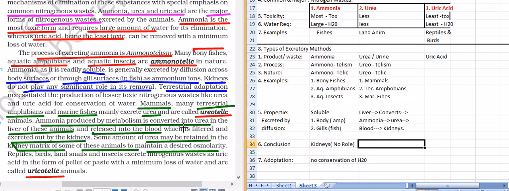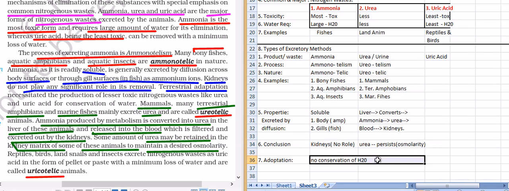Persisting urea persists. Why? For osmolarity. There is no conservation of water here. For conservation of water, already he said no conservation of water.